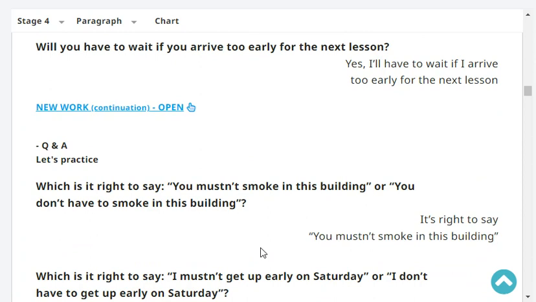Which is it right to say: you mustn't smoke in this building, or you don't have to smoke in this building? It's right to say you mustn't smoke in this building. Very good.